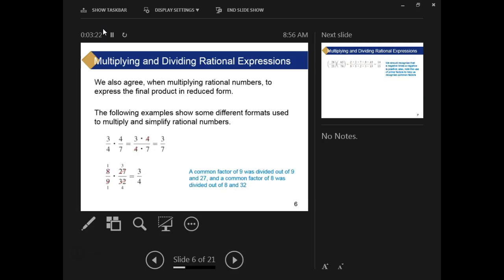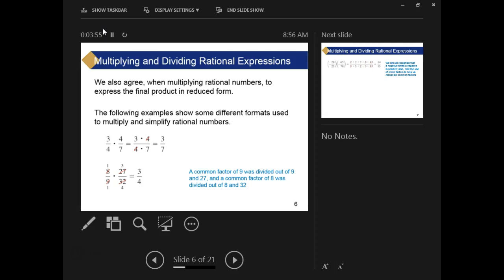Now, we also agree that when multiplying rational numbers, we express the final product in reduced form, as I was saying before. The following example shows some different formats for doing that. Frankly, why write this down again as a multiplication when you could have divided out to begin with? With multiplications, you can divide out to begin with. So if you saw a common factor of 4 and 4 between numerator and denominator, divide it out, and that leaves you 2 sevens.